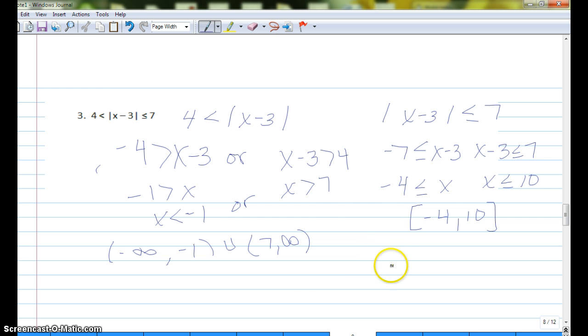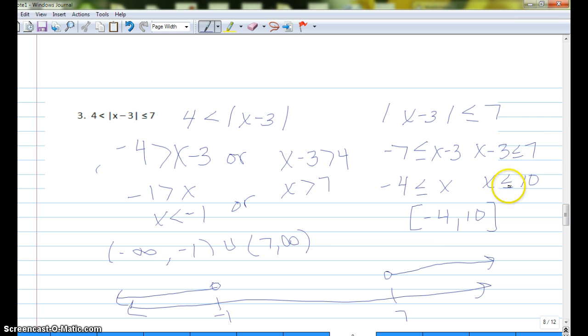We need to know where is this overlapping, and here I think it's helpful to draw a number line to see what's going on. So here we want everything less than negative 1. So we can think of it like that, and then bigger than 7. So we have those two lines on the number line. And here we want everything between negative 4 and 10.